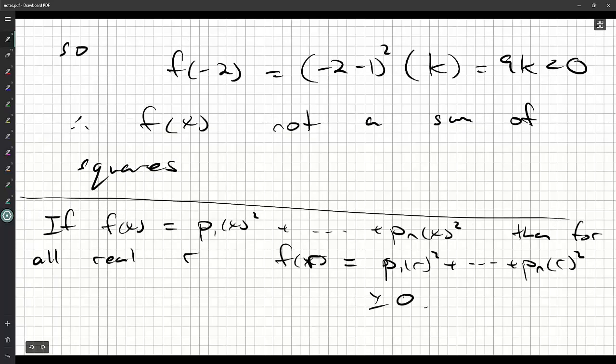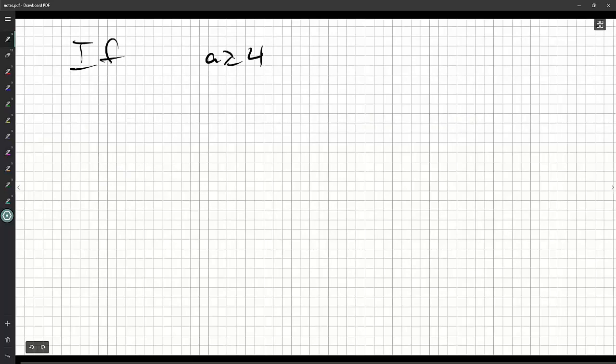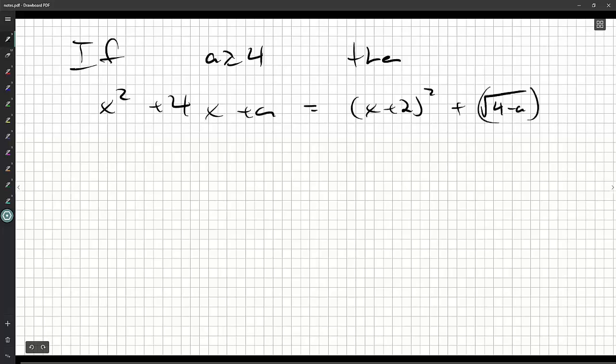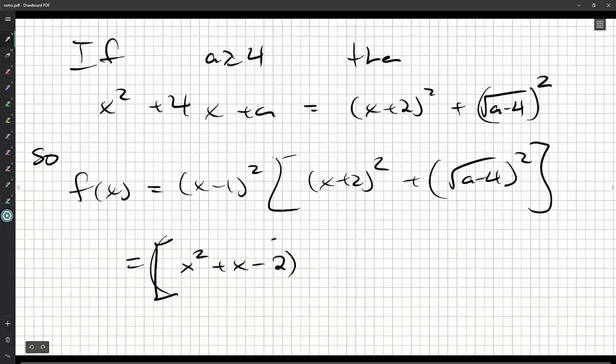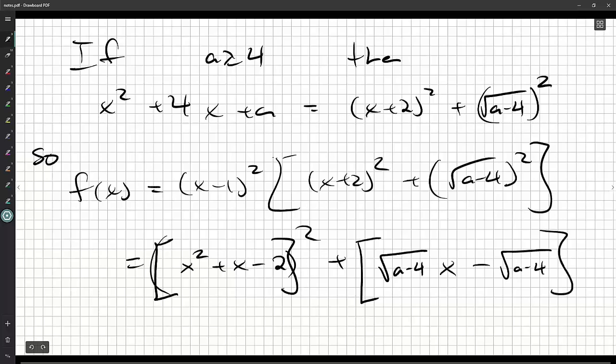Alright, so if a is less than 4, then we don't get a sum of squares. If a is greater than or equal to 4, then x squared plus 4x plus a is equal to x plus 2 squared plus square root of a minus 4, squared. No, x minus 4. Got the order there wrong. Oh, you know what? Writing all that a minus 4, 4 minus a might be why I miscopied. And so f of x is equal to x minus 1 squared times this squared, which should be equal, we'll put the big squarey brackets there. x minus 1 times x minus 2 is x squared plus x minus 2. And then we'll have root a minus 4 x minus root a minus 4 squared.